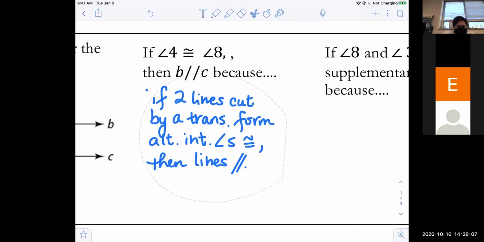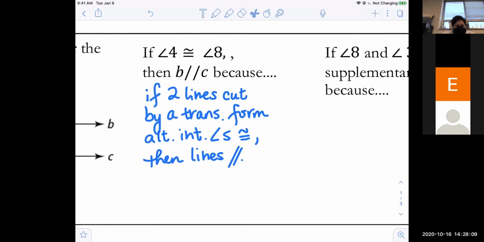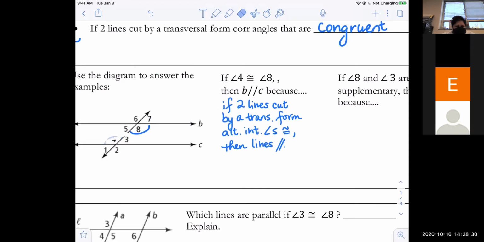Okay, so it's important that you remember to say not just what kind of angles they are, but also how they're related. Sometimes students sort of forget to say that, and they just say, if two lines cut by a transversal form alternate interior angles, then the lines are parallel. That's not true. You need to make sure the alternate interior angles are congruent. All right, that would be the first one. So when I'm asking you to explain, that's how you're going to be explaining, by citing the theorems.